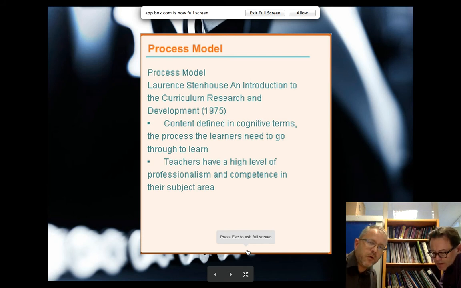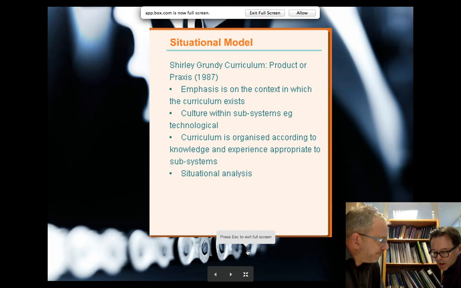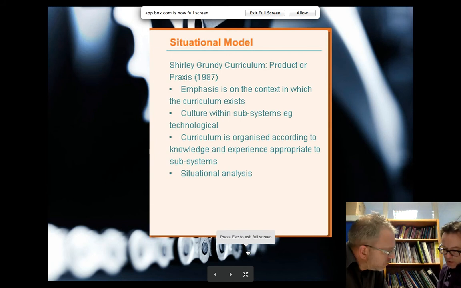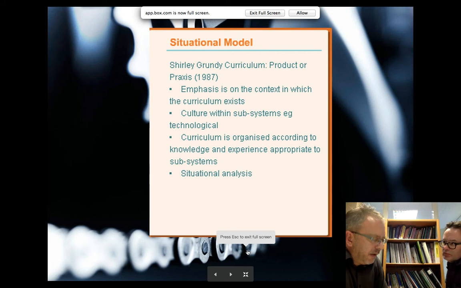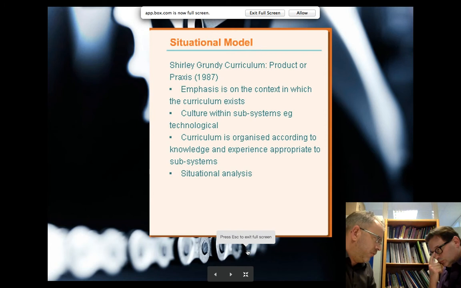Good. A situational model. Again, the title implies situation to me. So in other words, is this more connected with being on site, vocational, actually learning the skills that you need for a vocation? It is in part. That's the easiest way of looking at it.